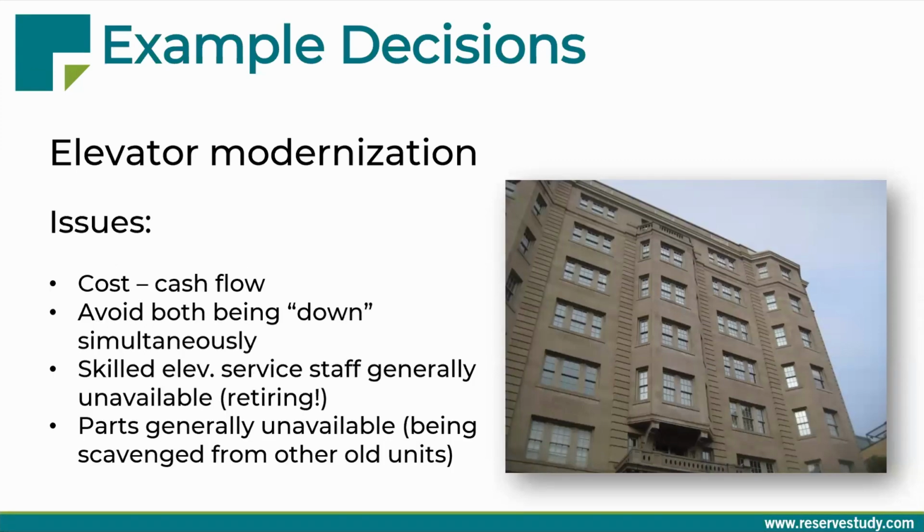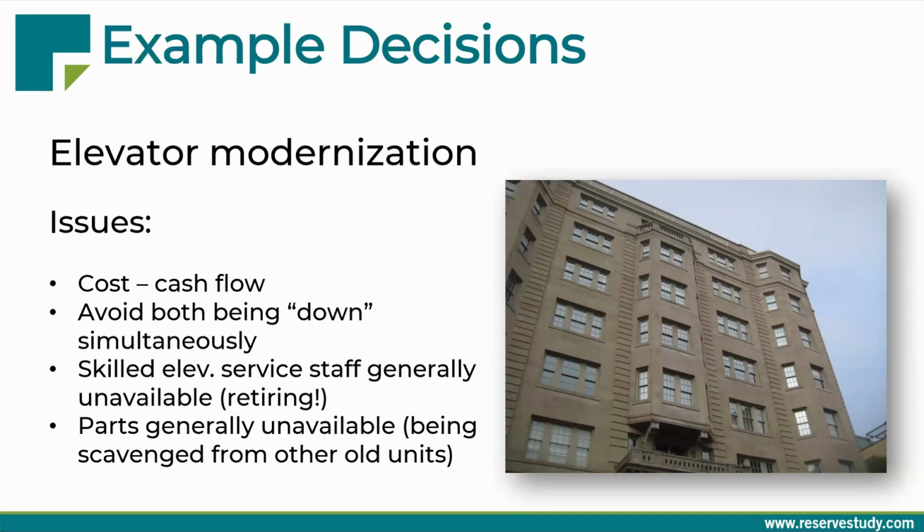So the issues here, number one, cost. It's going to be a lot of money to do this project. And they are a relatively simple group of owners, a simple building, and they don't want both elevators to be down and unusable at the same time. Often there's some economies of scale to get things done at the same time, but they only want to do one at a time.